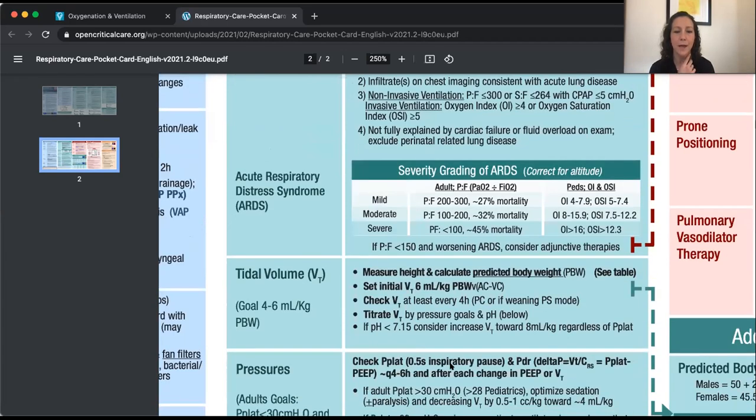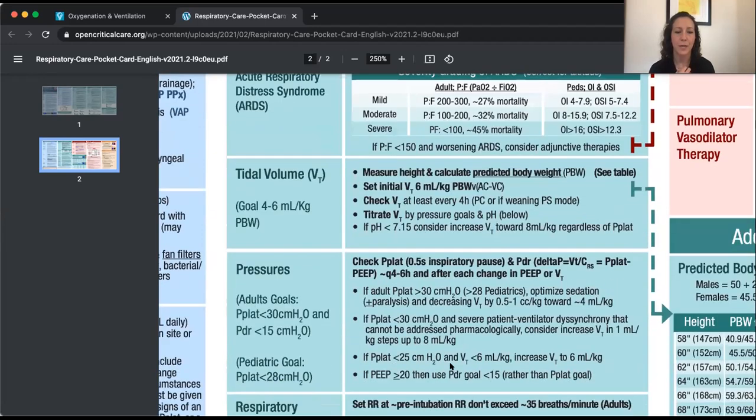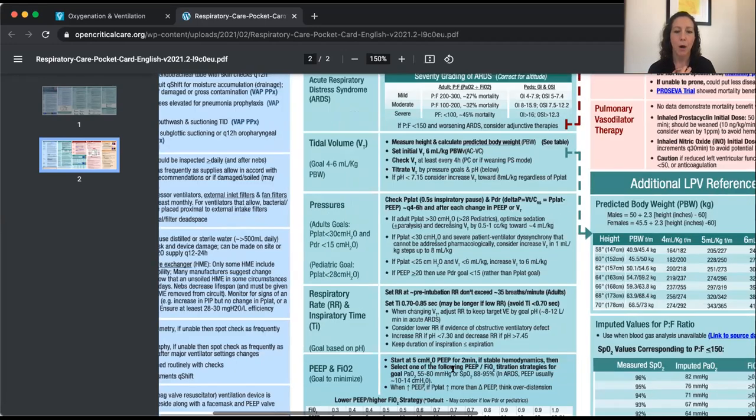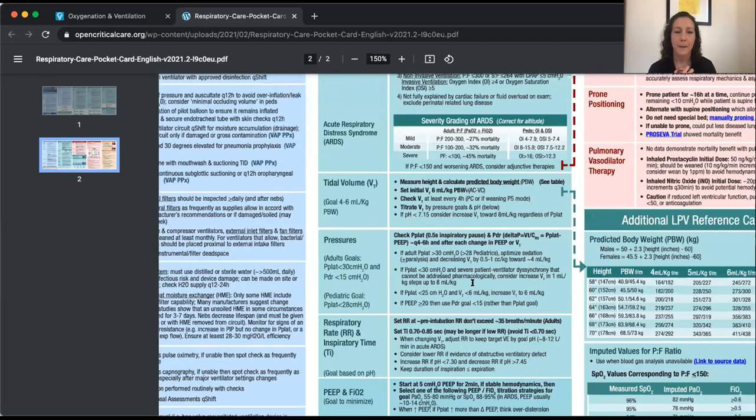How do I set the tidal volume? How do I set the pressures? How do I set the respiratory rate? How do I set the PEEP? Okay, all of that information is here. So when we talk about lung protective ventilation, we don't wanna overstretch the lungs and we don't want our pressures too high. So if you look here, the ideal tidal volume is 4 to 6 milliliters per kilogram. This is predicted body weight.